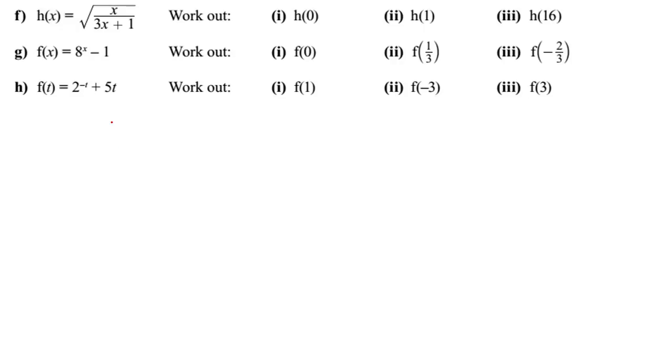So let's have a go at question G. Question G says f of x equals 8 to the power of x, minus 1. Now we want to know what f of x is if, say for example, x is negative 2 thirds. All we need to do is to sub that in. So I'm going to say f of negative 2 thirds equals 8 to the power of negative 2 thirds, minus 1. Okay. Now you should have done your indices to know how to do this.